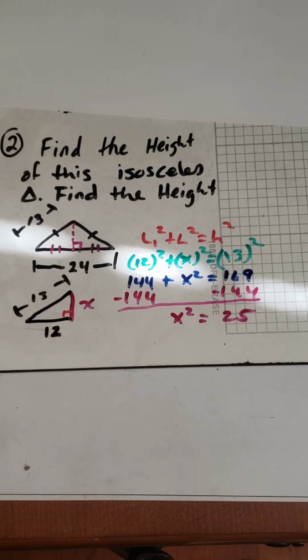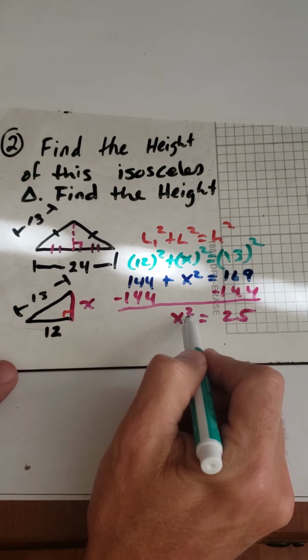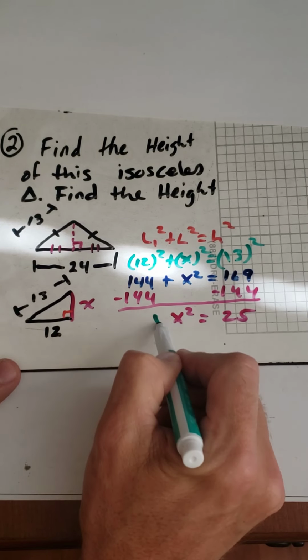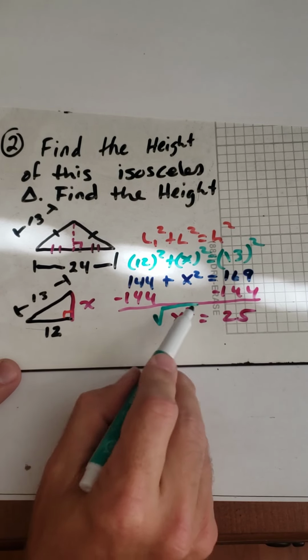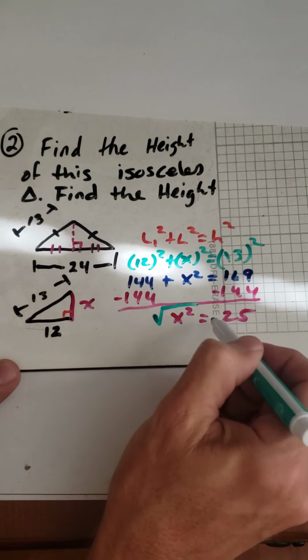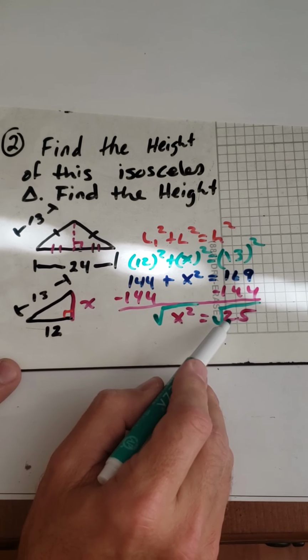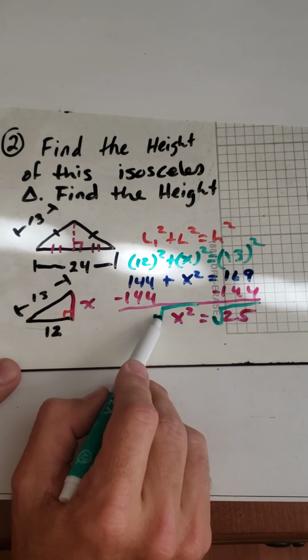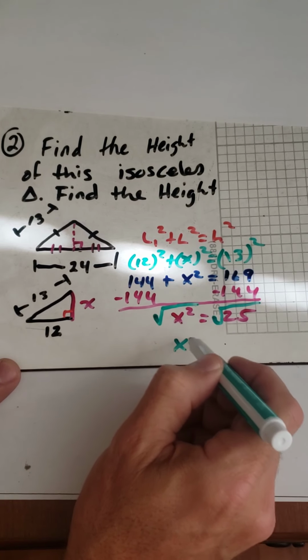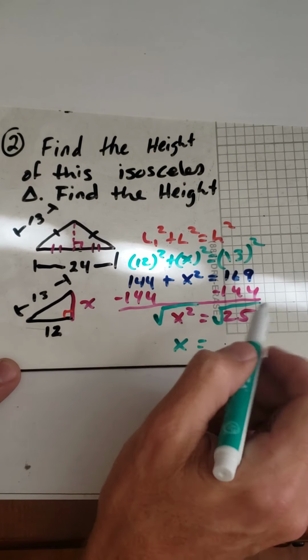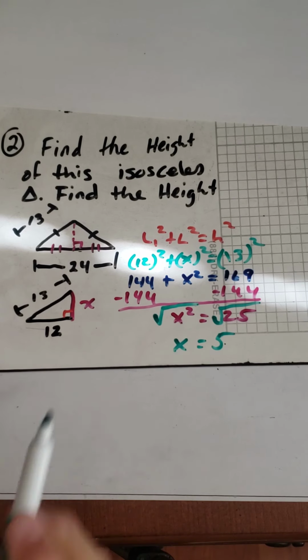And then my last step is always to get rid of that square. So the way I get rid of squares is I square root. And I always made my students do the square root symbol over the x squared, never allowed them just to do one side. So they couldn't just do the 25. They always had to do the left side and the right side. And what I'm left with here is x, and on this side, the square root of 25 is 5.